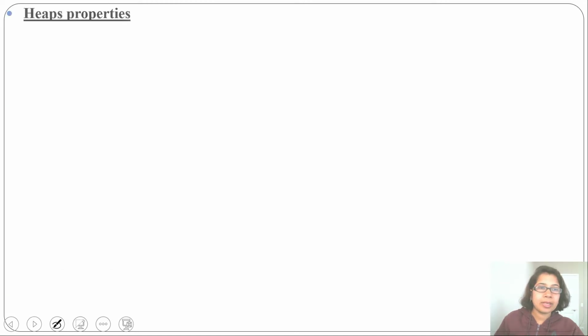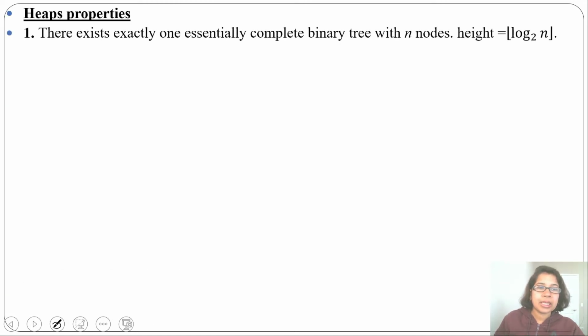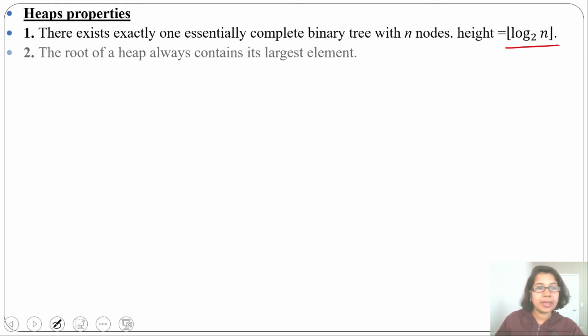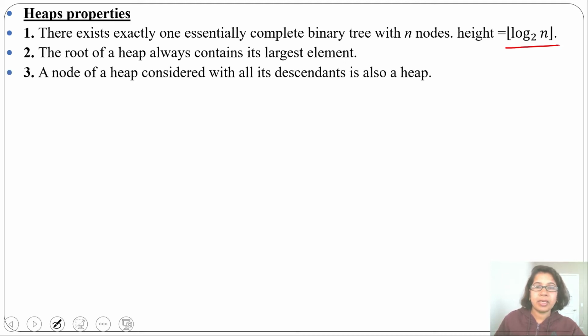Let's discuss some heap properties. First, there exists exactly one essentially complete binary tree with n nodes. As in a complete binary tree, the height is log n base 2. Here also the height is log n base 2. And the root is the largest element. There are two types of heap: one is max heap, another is min heap. In a max heap, the root is the largest element. In a min heap, the root is the smallest element. Here we are mainly focusing on max heap.